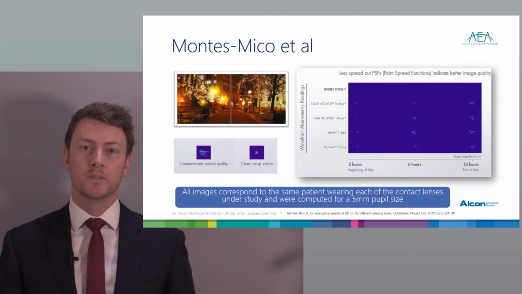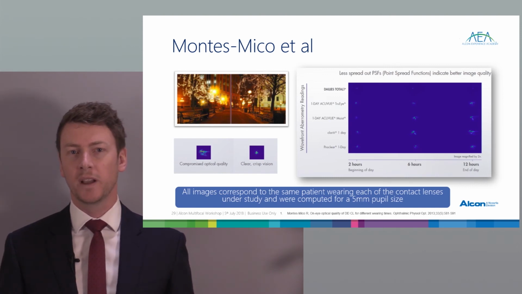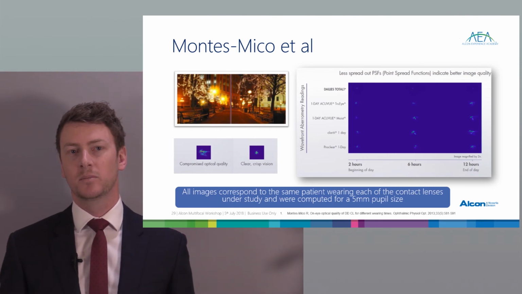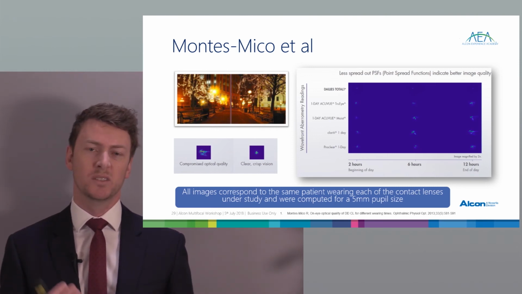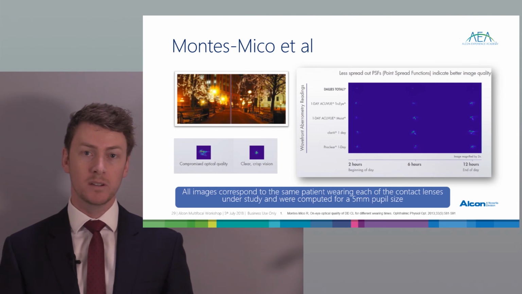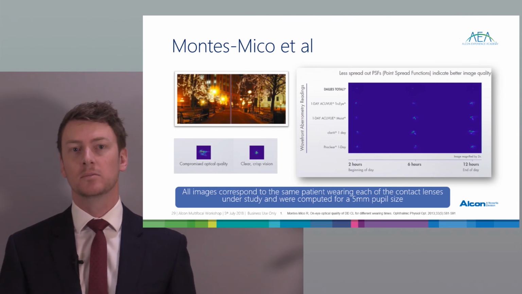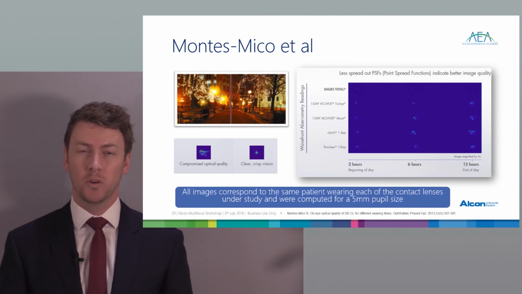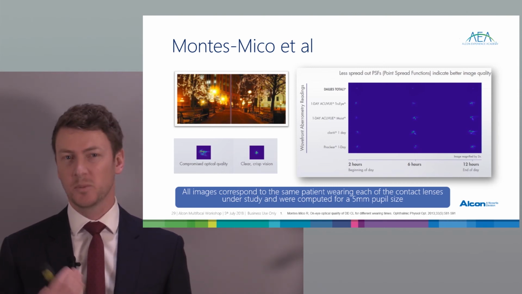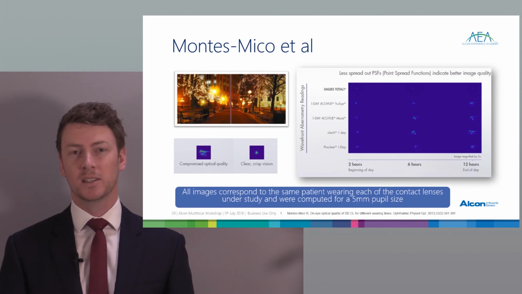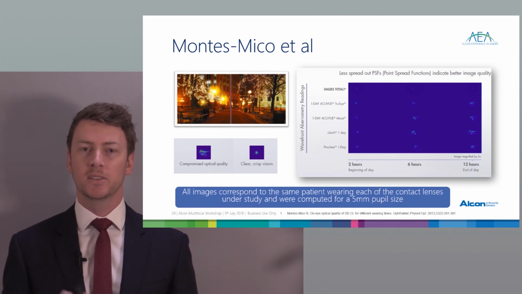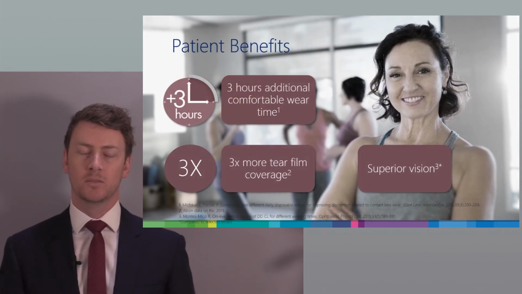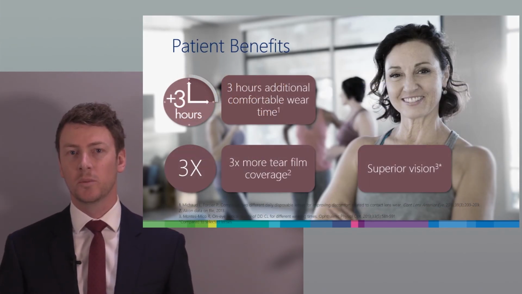So, what Montes-Micó found was that throughout a 12-hour period, the point spread function of all these contact lenses here became more spread out, or in essence more blurry. However, Daily's Total 1 was very stable and hardly changed at all. Now, image quality is important for all contact lens wearers, but for presbyopes and multifocal contact lens wearers with older, drier eyes, it's often the difference between success and failure. So, again, what do our presbyopes want?